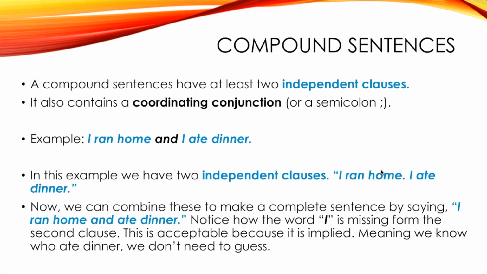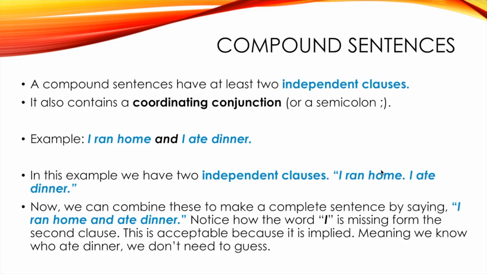Okay, now we have a compound sentence. A compound sentence has at least 2 independent clauses. So it also contains a coordinating conjunction or a semicolon. So an example, I ran home and I ate dinner. So those are 2 independent clauses. Those are 2 complete thoughts. I ran home is one, and I ate dinner is the other.